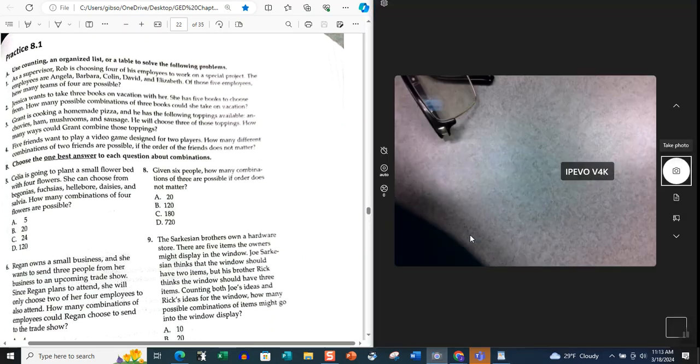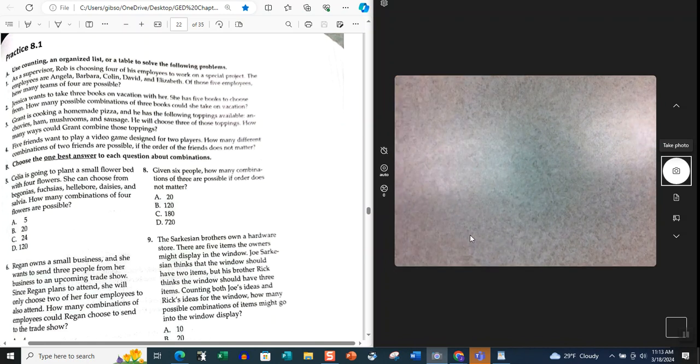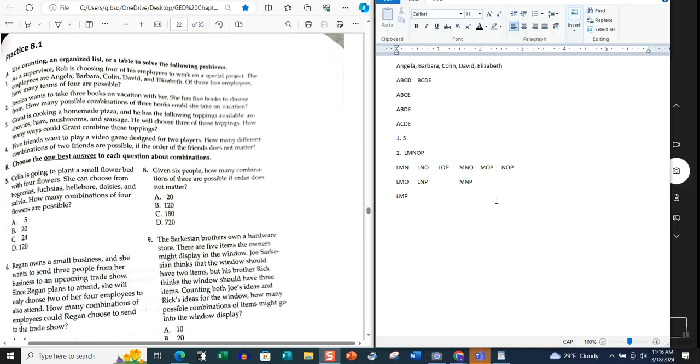Now, let's go back here to number 2. It says Jessica wants to take 3 books on vacation with her. She has 5 books to choose from. How many possible combinations of 3 books could she take on vacation? So we want to take a look at that. Okay, class, just like I said before, for the sake of time, I'm going to have this already written out for you, and then I will go and explain it.